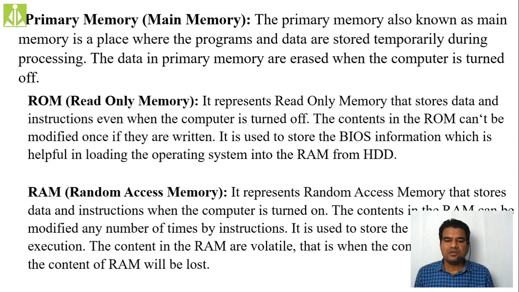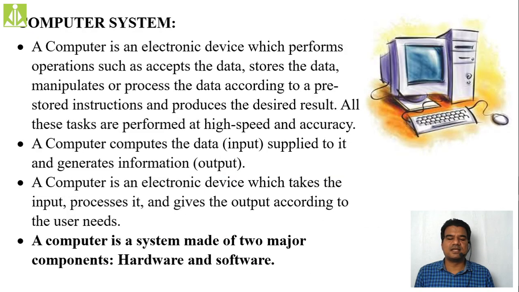Okay. So the primary memory, also known as main memory, is a place where programs and data are stored temporarily during processing. So primary memory means temporary memory, and secondary memory means permanent memory. We will discuss in detail these memory types, primary memory and secondary memory, in our upcoming sessions, along with the software concept.